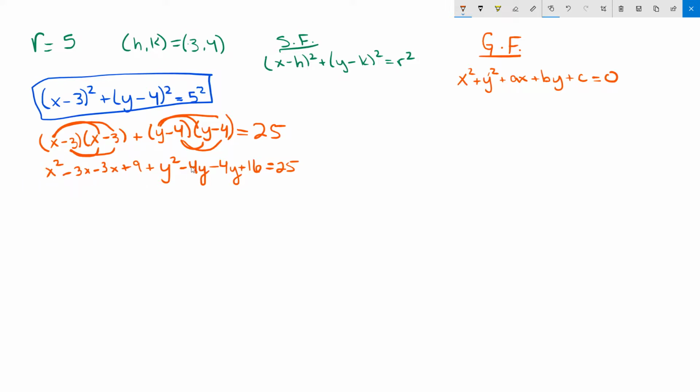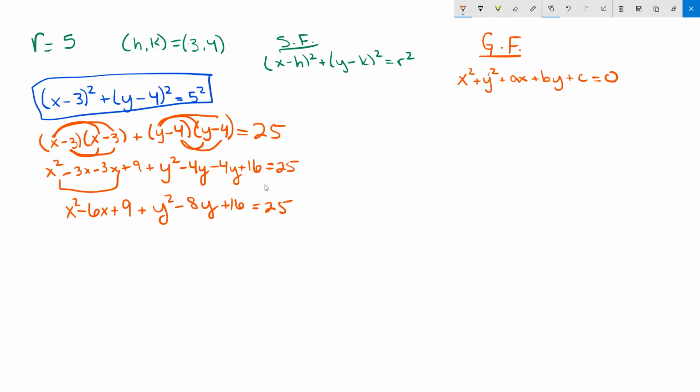Well, you know what? Let's combine like terms first of all. So this 3x and this 3x will combine, right? So all of that would turn into a negative 6x. And this is x squared plus 9 plus y squared. And this will turn into negative 8y plus 16 equals to 25. Okay? Cool. So this looks better.